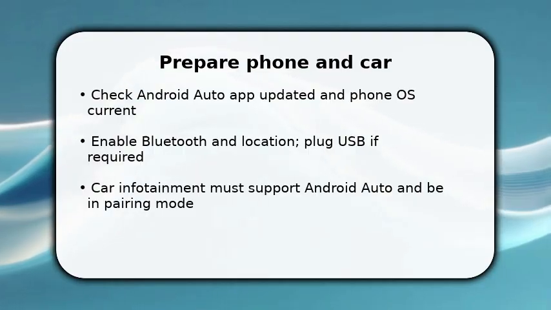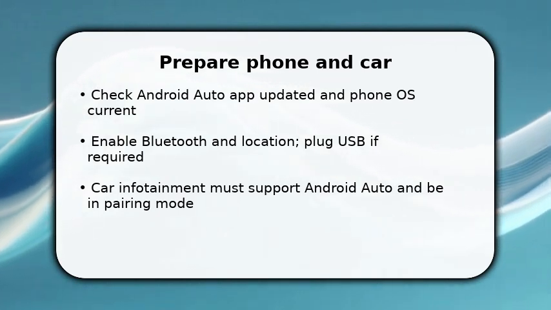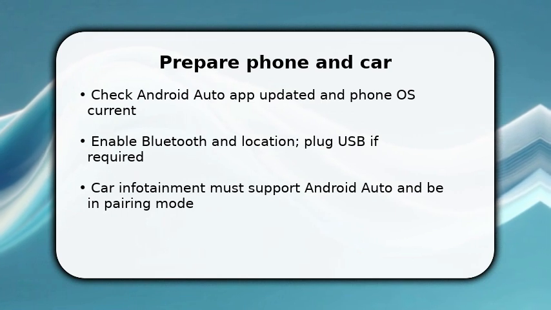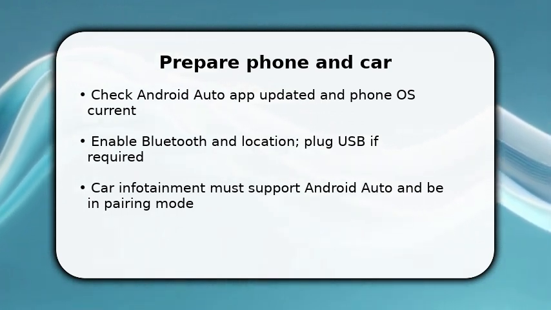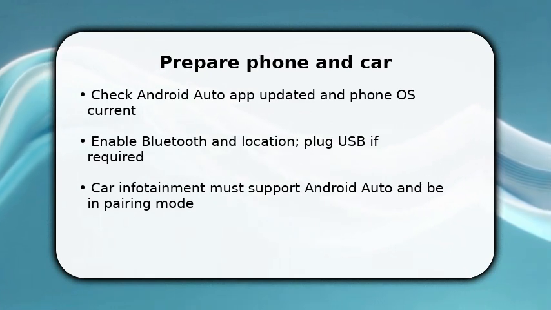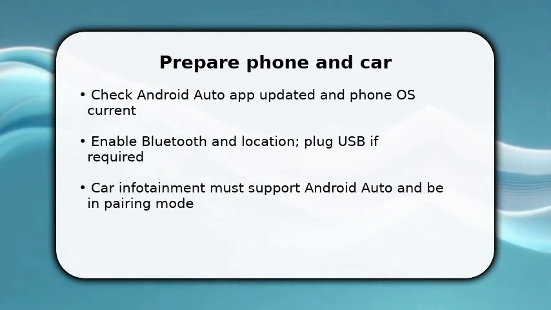You start by preparing both phone and car. Update the Android Auto app and confirm your phone OS is current. Turn on Bluetooth and location services and connect via USB if your vehicle requires it. Make sure the car's infotainment system is awake and in pairing or Android Auto mode.